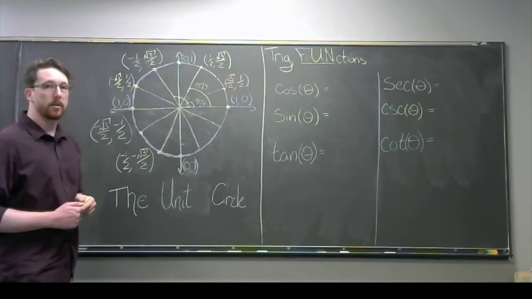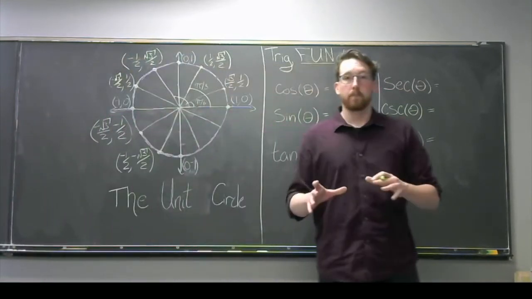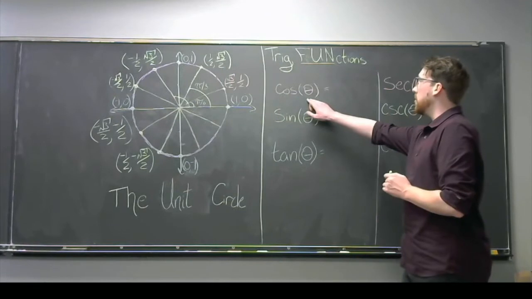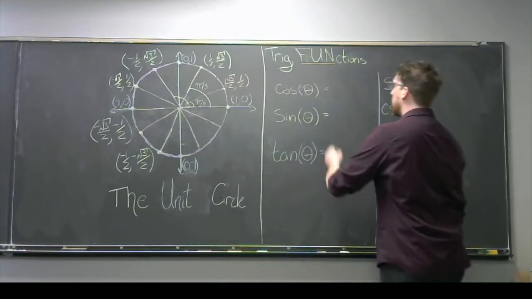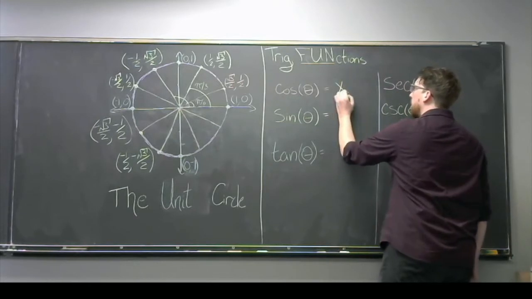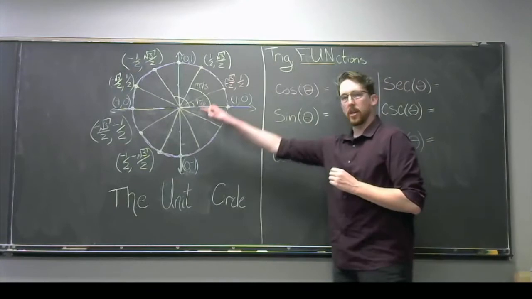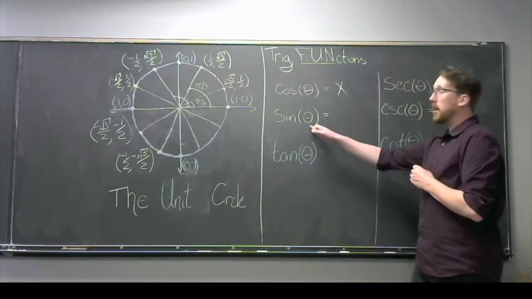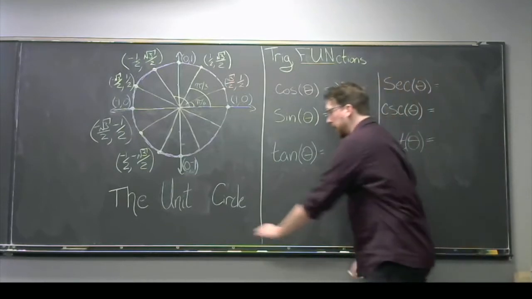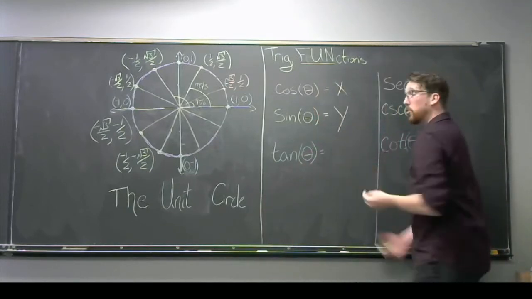Having said that, the cosine of an angle tells us what the x value is on our unit circle. So cosine of an angle is x. It's the x coordinate along the unit circle. Sine of an angle, well, that's going to be y. That's the y coordinate.